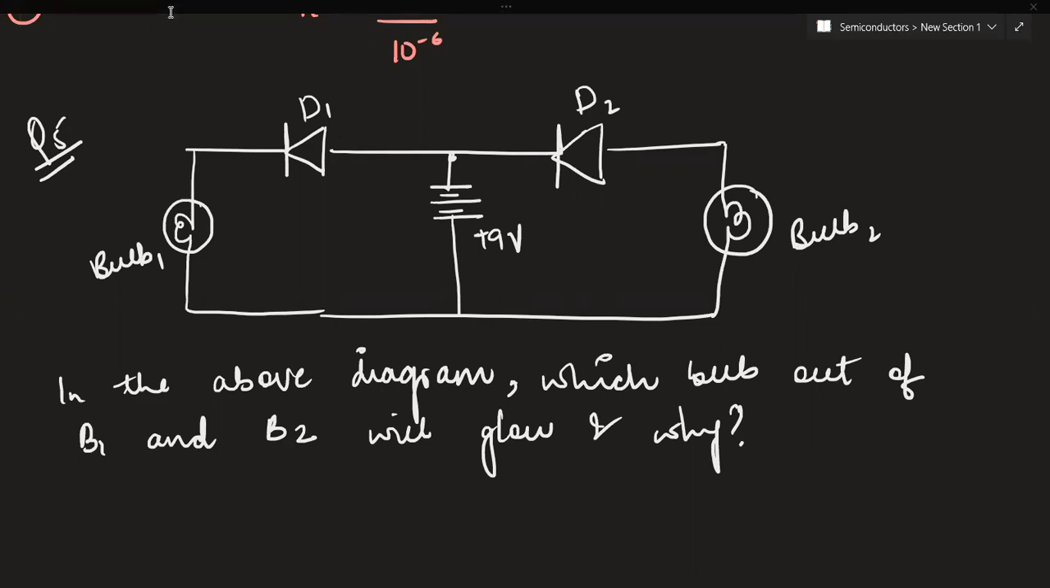Yes, Mariam, bulb 1. So reason? D2 is reverse biased and D1 is forward biased. Correct. Perfect. So that will be the answer.